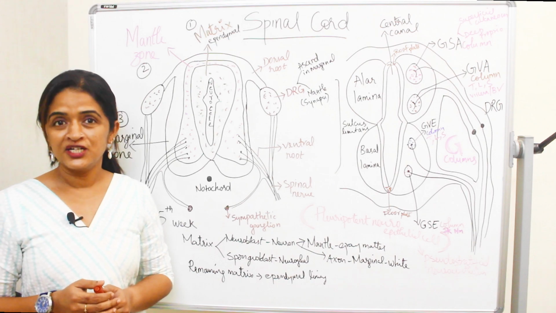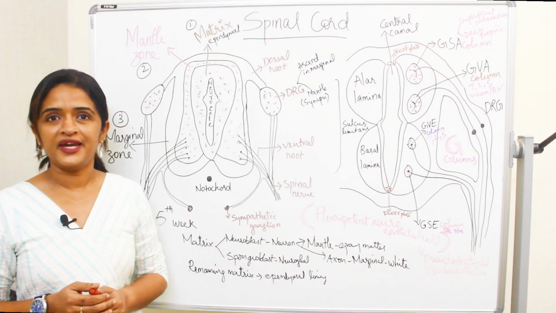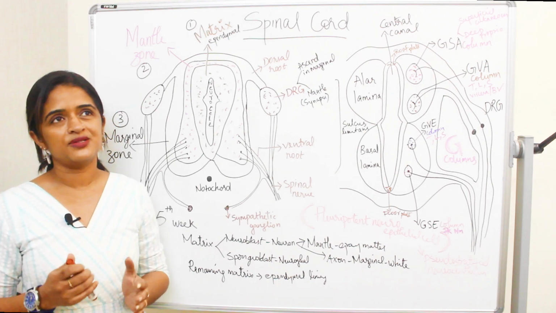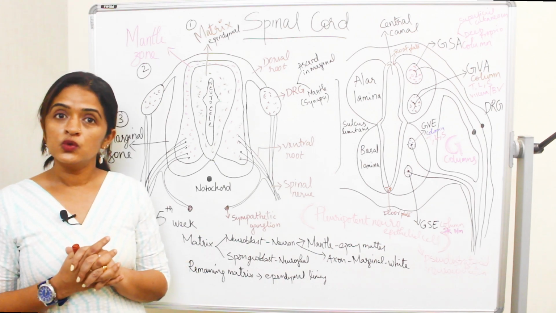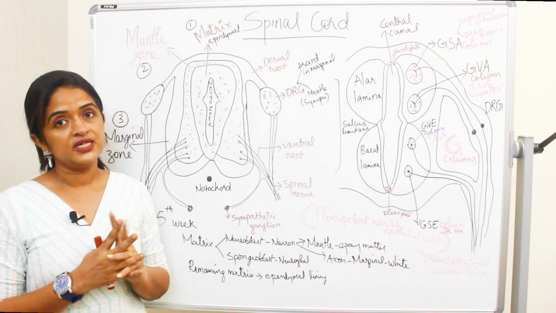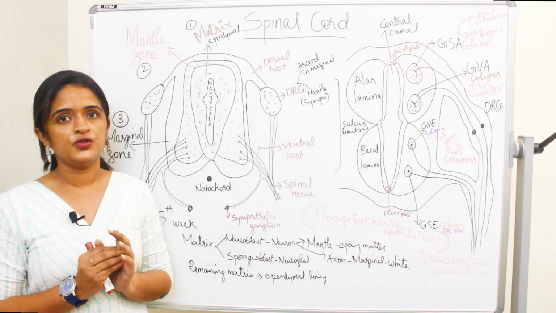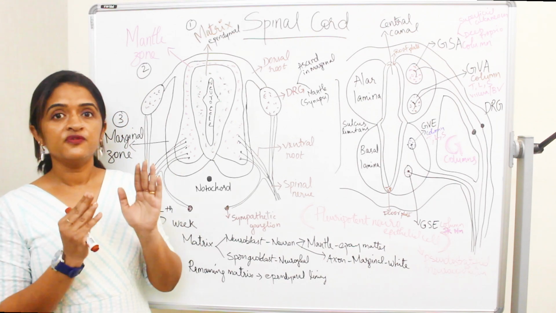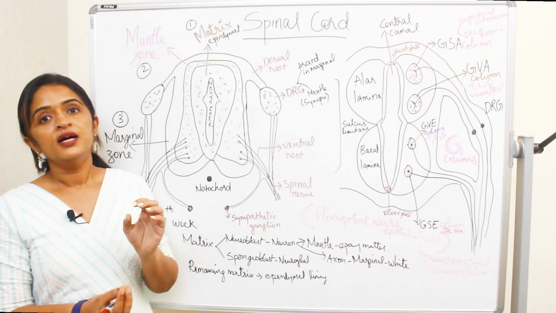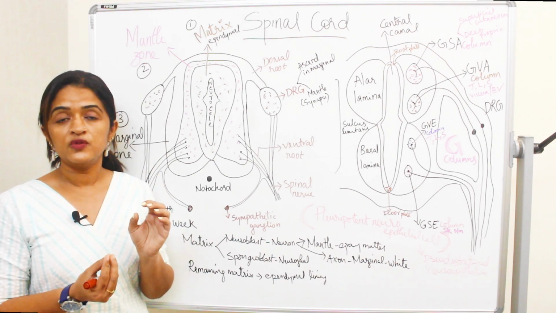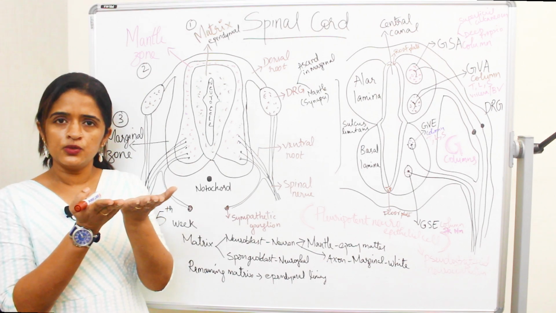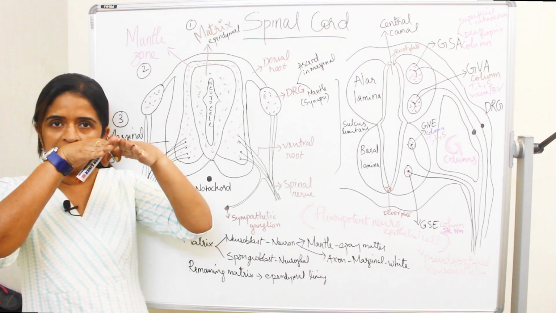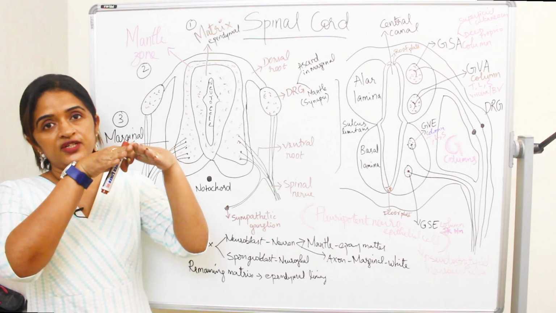So I am here with the session on the development of spinal cord. It's very important as far as UG or PG is concerned. So we know the spinal cord is developed from the caudal end of the neural tube, and the neural tube is formed from the neuroectoderm after the formation of the notochord, which acts as an inducer of the neural tube. So we know the neural tube will be formed by the folding, and what happens after that?